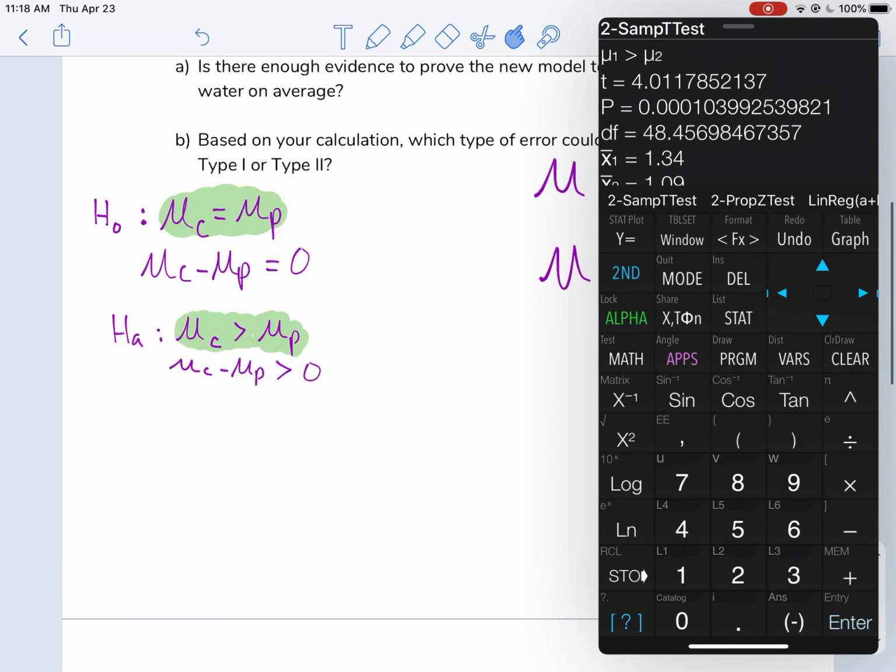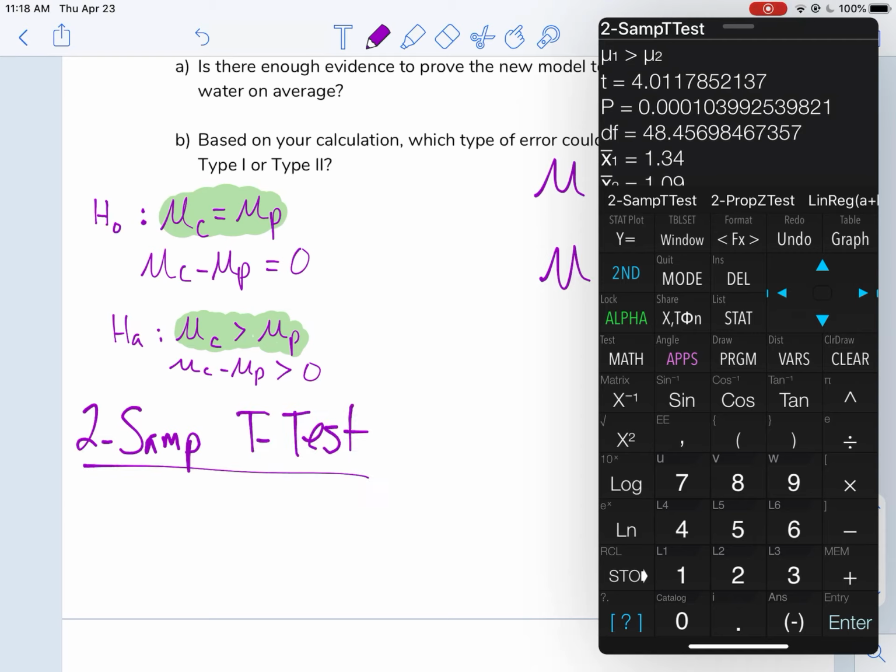So I'm going to scroll down here and write down all the necessary information. Two-sample t-test. Say what you did. Write down your test statistic. T equals 4.01. That's good enough. And then the p-value.